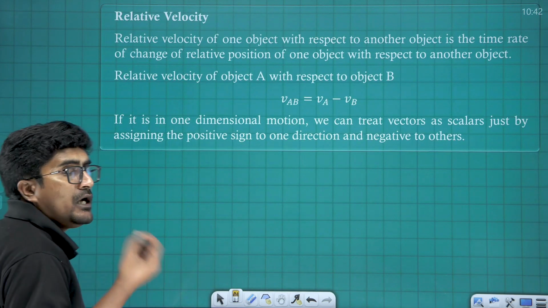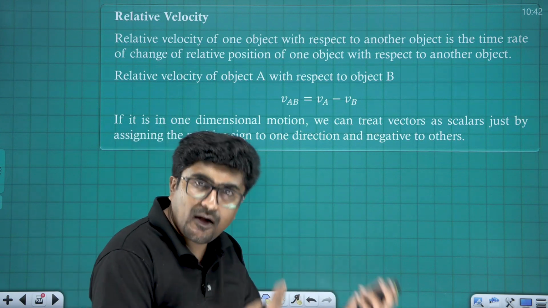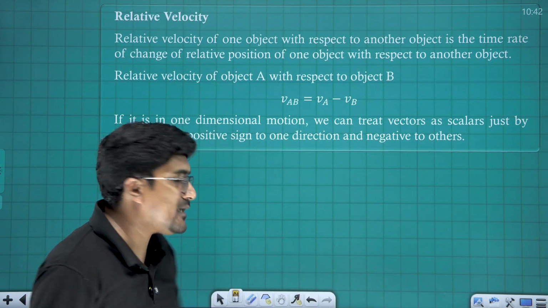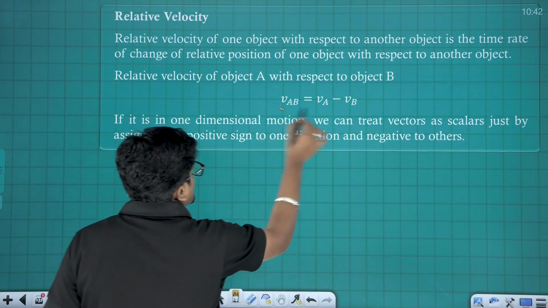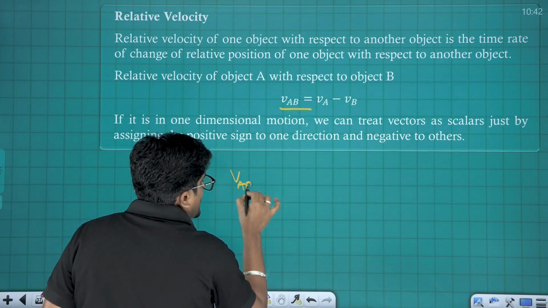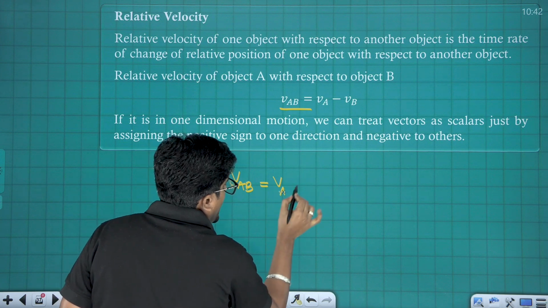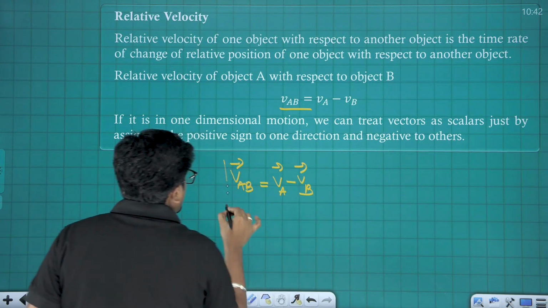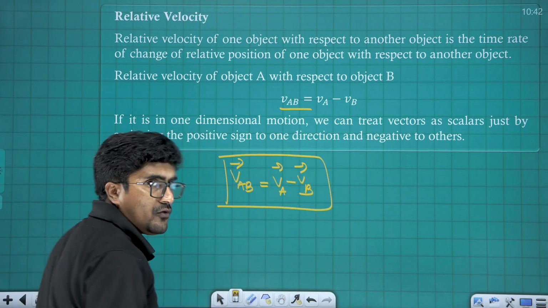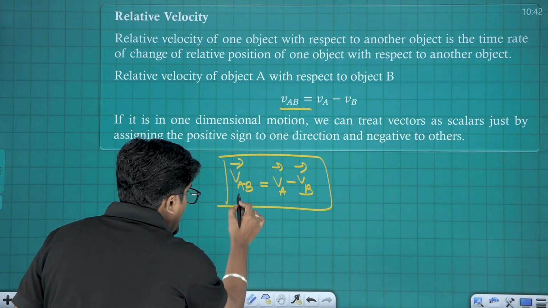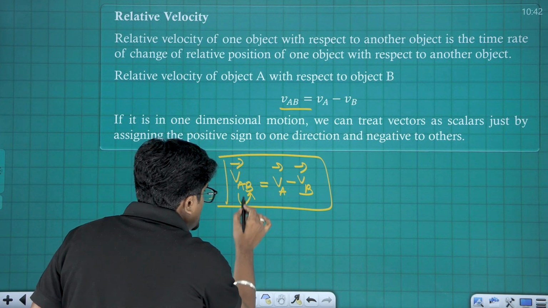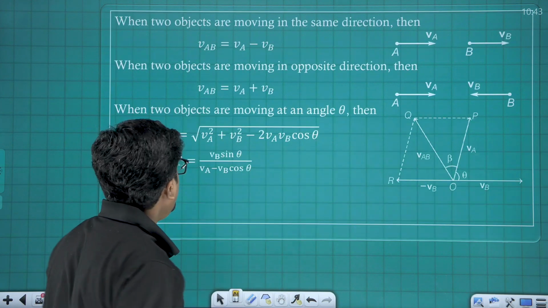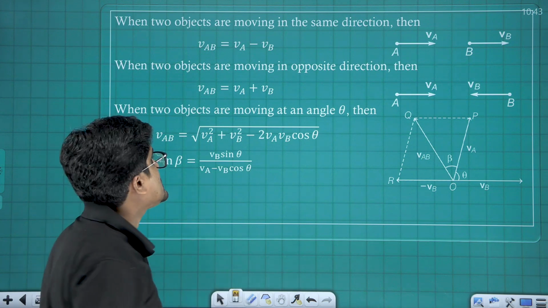Next is relative velocity. That means the velocity of one object with respect to another one is known as relative velocity. For example, velocity of A with respect to B: that means velocity of A minus velocity of B. This is a vector quantity, so I will be using vector symbol here. Velocity of A with respect to B, I repeat, is velocity of A minus velocity of B.